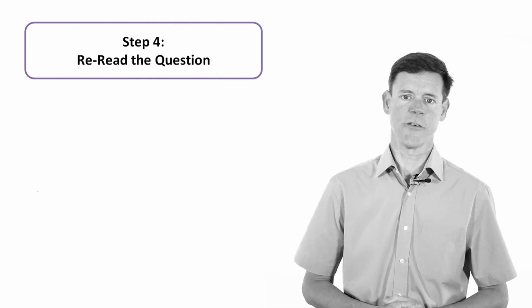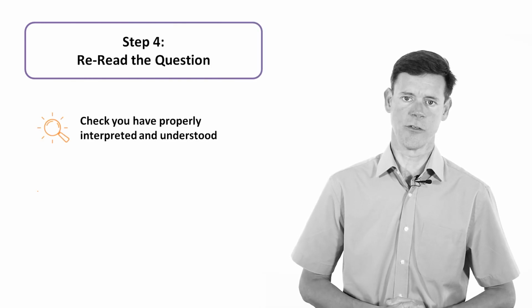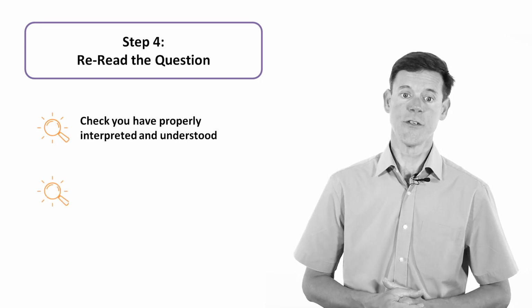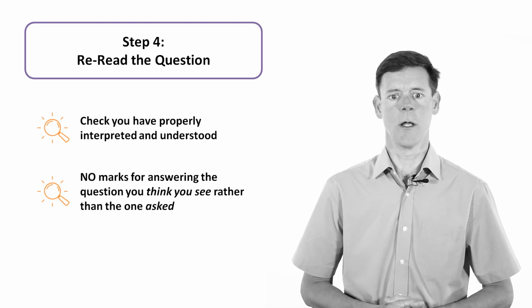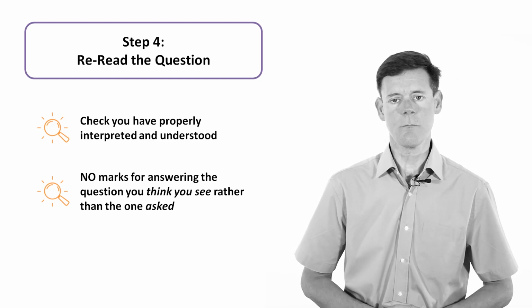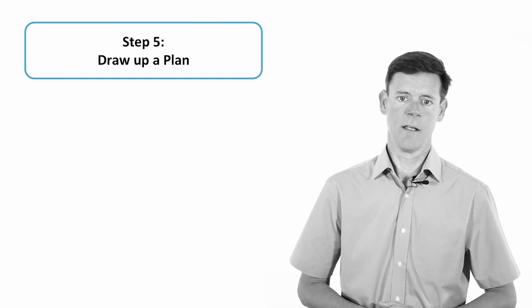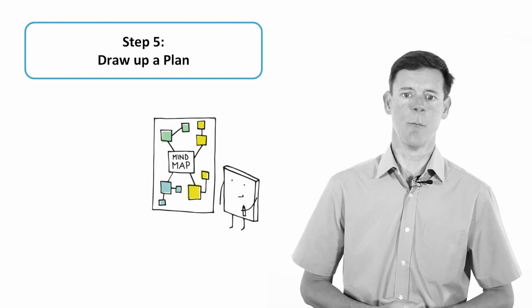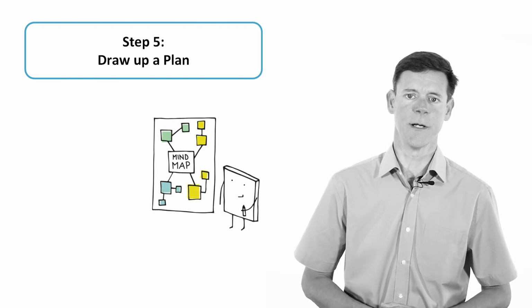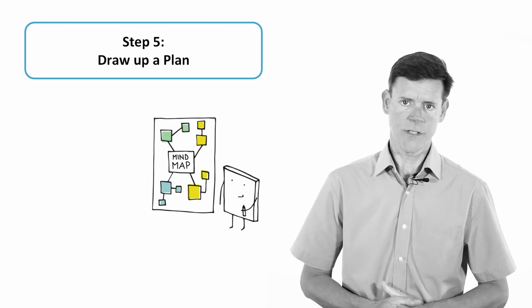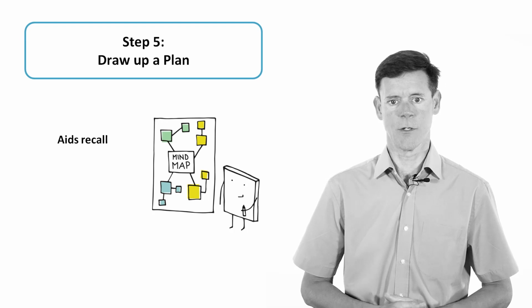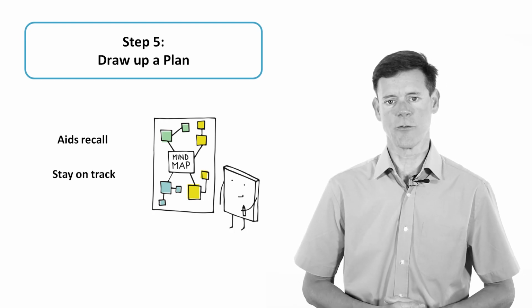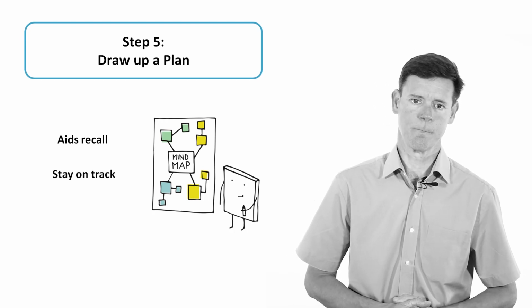Then reread the question. Read the question again to check that you've properly interpreted and understood it. As I said before, there are no marks available for answering the question that you think you see rather than the one the examiner asked you. Finally, draw up a plan. This can take the form of a list or a mind map that helps you unload information quickly. Jotting down a plan aids recall. It can help you remember key points. It's also your reminder to stay on track as you write your answer.